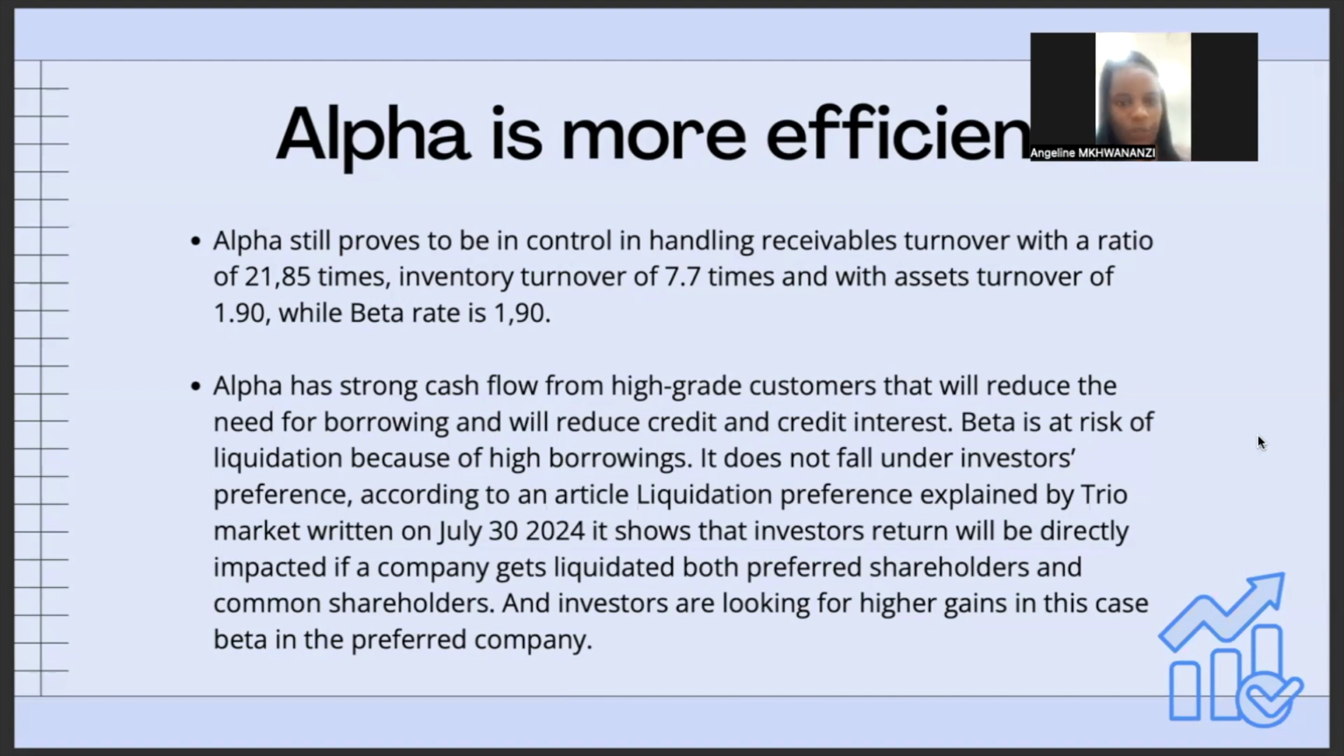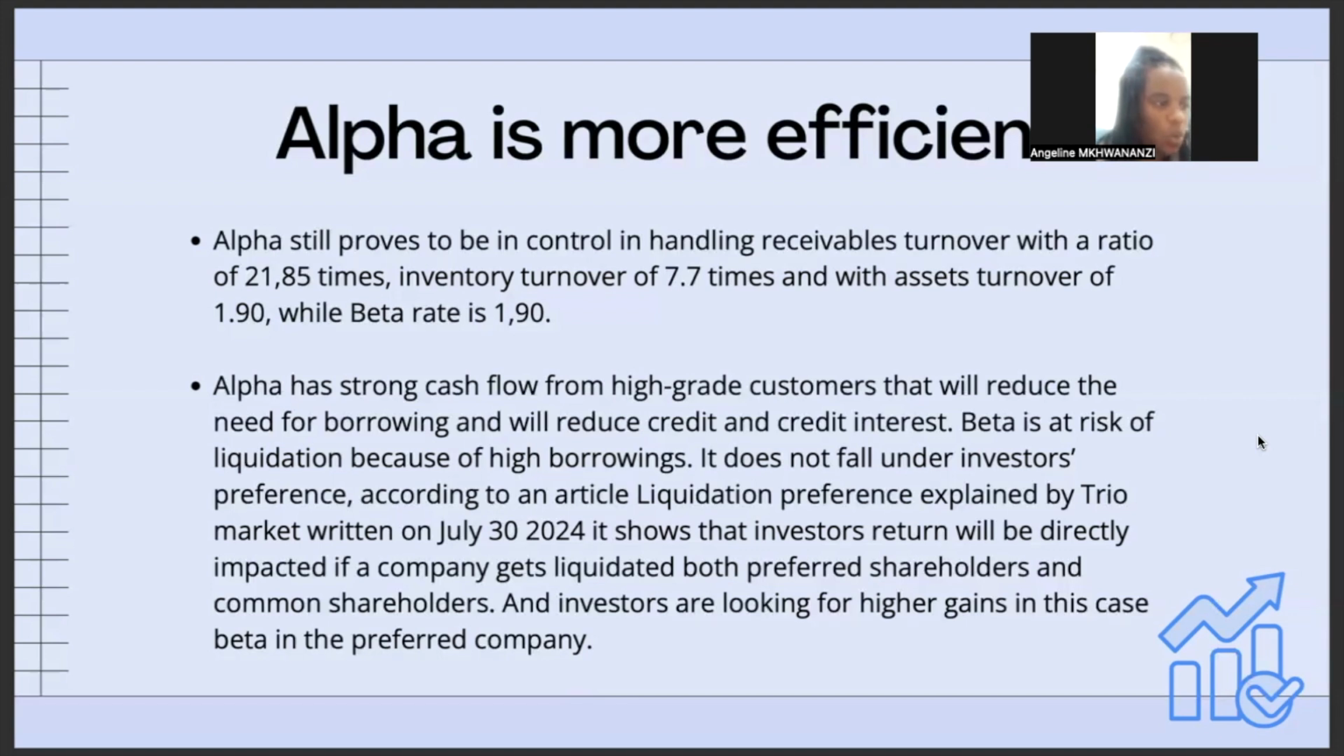Beta is not favorable when it comes to investing because it is also already at risk of liquidation since it's got high borrowings. Investors wouldn't favor any company which is going to be liquidated because they already know that their shares will be affected, their dividends, or the money that they get as shareholders, whether they are preferred shareholders or common shareholders. So Beta is still my negative one when it comes to investing.